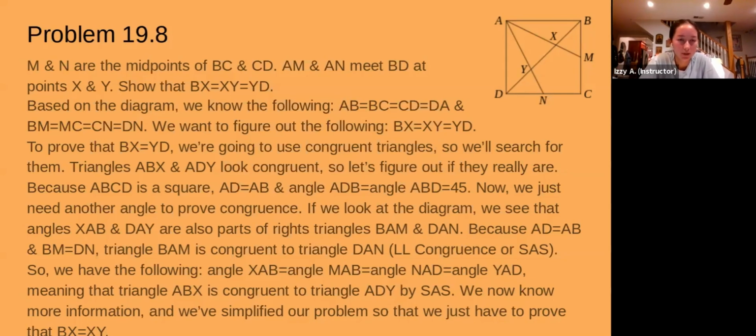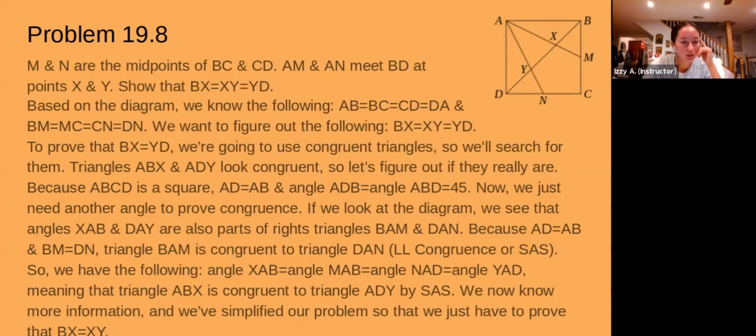And in order to prove that BX is equal to YD, we're going to use congruent triangles, so we'll search for them. Triangles ABX and ADY look congruent, so we can figure out if they actually are. Because ABCD is a square, AD is equal to AB, and angle ADB, which is equal to angle ABD, would be 45. Now we just need another angle to prove congruence.